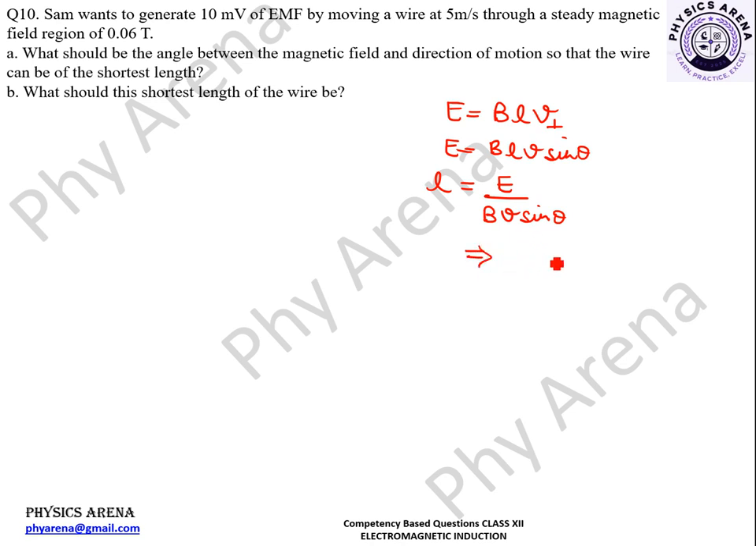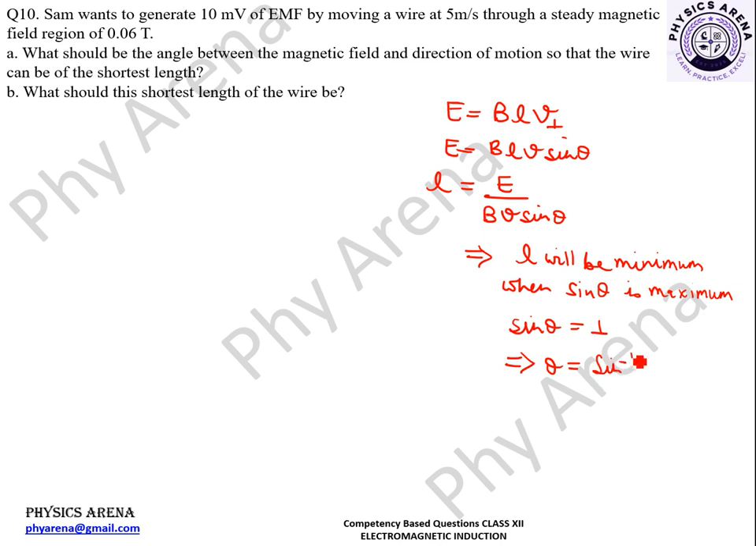So this implies that L will be minimum when sine theta is maximum. So more the value of sine theta, less the value of L. And we all know that the maximum value that sine theta can achieve is 1, since it ranges from -1 to 1. And this implies theta should be equal to sine inverse of 1, that has to be equal to 90 degree or pi by 2.